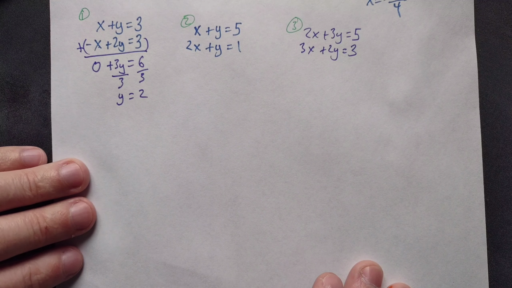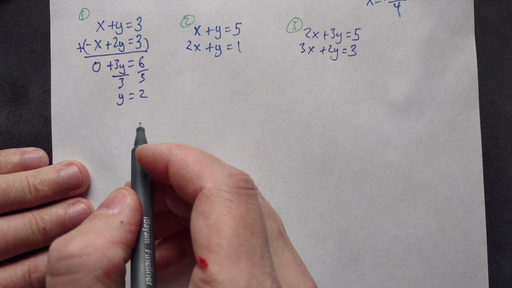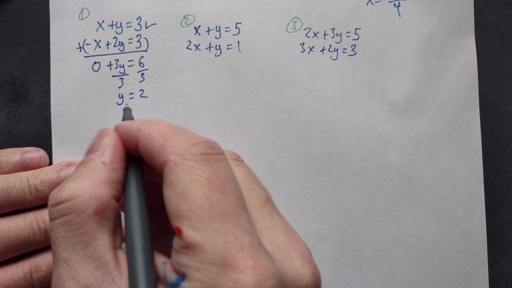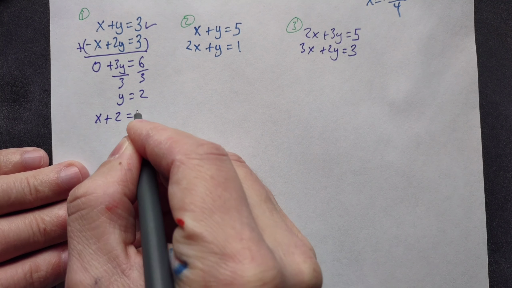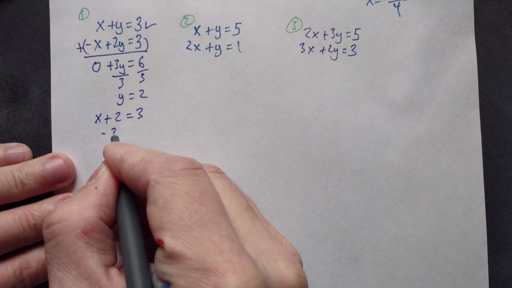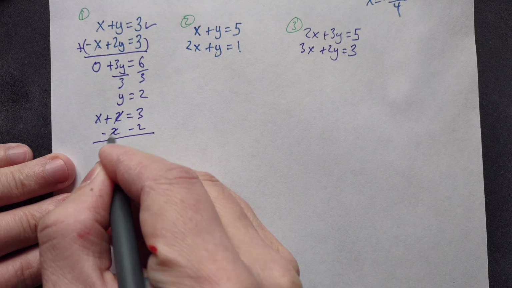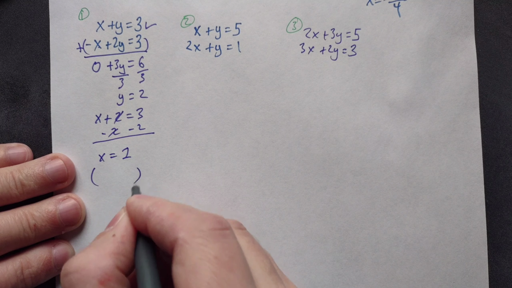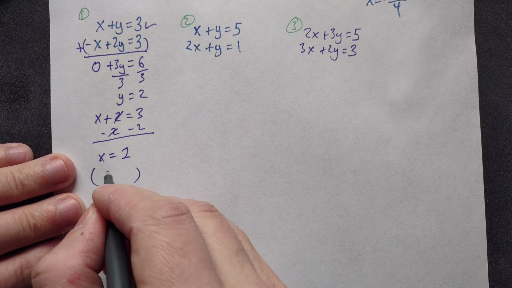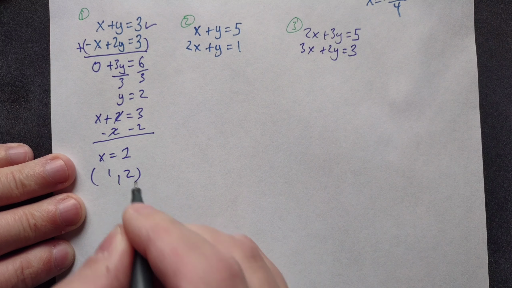Remember, once you know the value of y or x, you've got to find the other variable value. So let's plug into the top equation. We're going to have the following. x plus, replace y with 2, is equal to 3, and then solve for x. So minus 2, these two cancel, and therefore x equals positive 1. That means that the solution as a point is (1, 2).